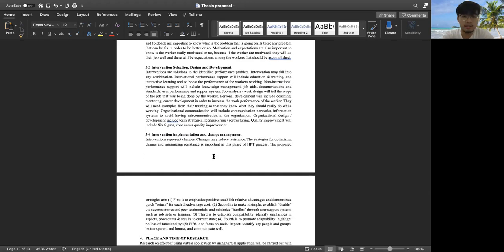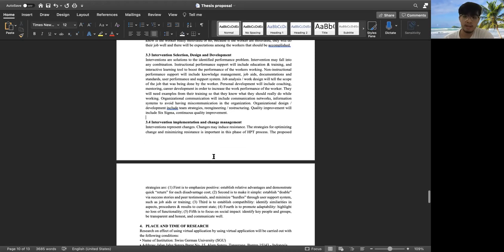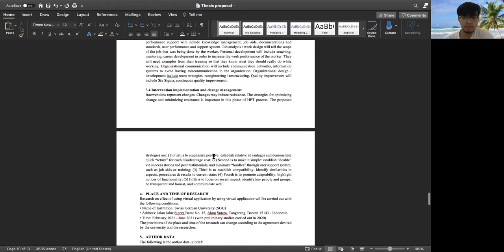And next is the intervention implementation and change management. Intervention represents change. Changes may induce resistance, and a strategy for optimizing change and minimizing resistance is important in this phase of the HPT process. The proposed strategies are: first, emphasize the positive; second, make it simple; third, establish compatibility; fourth, promote adaptability; and the fifth, which is the last one, focus on social impact.